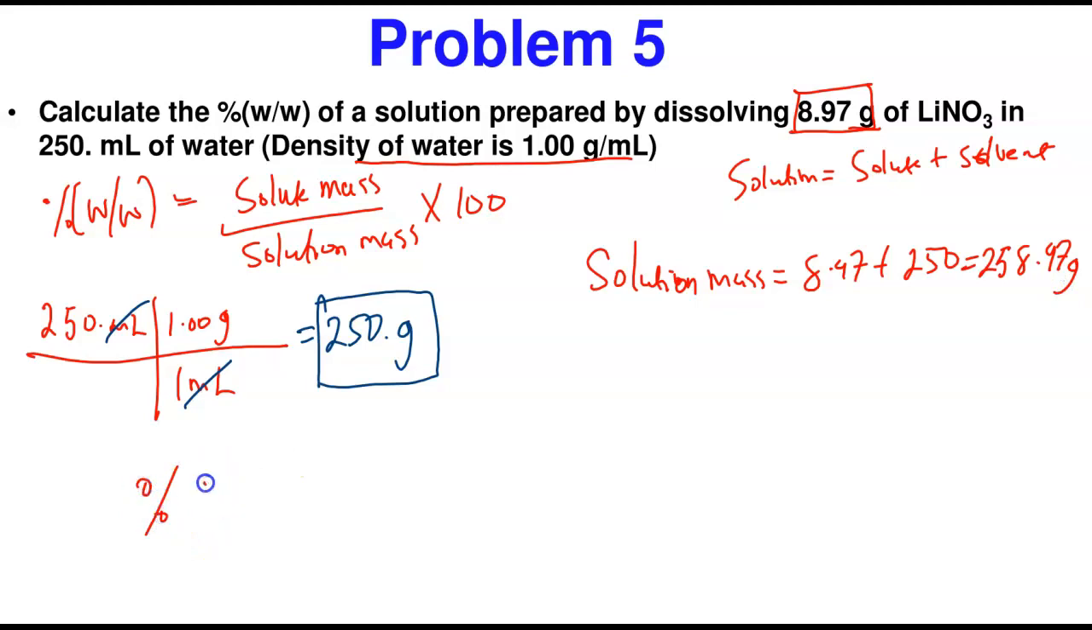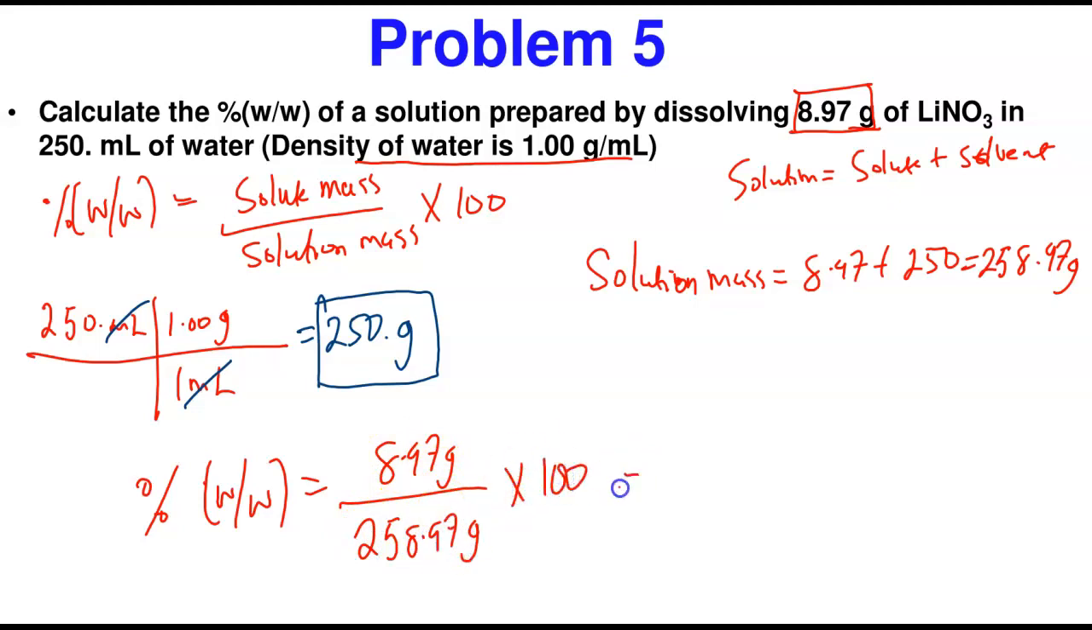So percentage weight by weight will be 8.97 grams of the solid divided by the solution, 258.97 grams, times 100, and that will give us 3.46 percent weight by weight. Always make sure you put this bracket, weight by weight. That specifies the type of percentage. If you just say 3.46%, I don't know which one. Are you talking about weight by weight, or weight by volume, or volume by volume? It is good you make those specifications very clear.